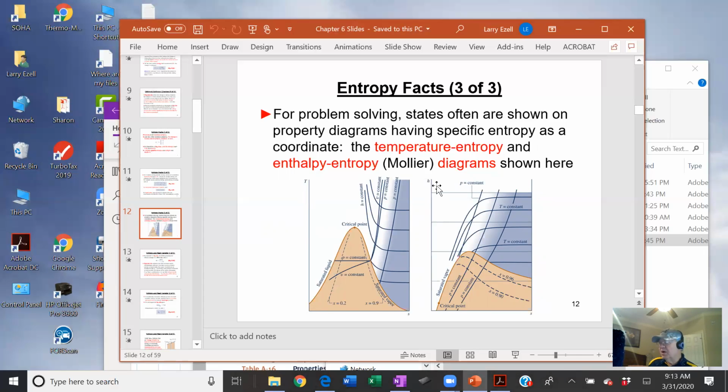There's also a chart of enthalpy versus entropy, but quite frankly, I've never used this one very much. The temperature versus entropy diagram is now going to be our predominant way of drawing our diagrams for the rest of the thermodynamics, T and S. And we see that the pressure lines are pretty much like they were with T and V, so it's not going to be a hard transition at all.